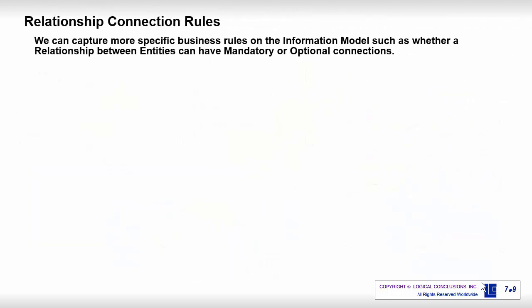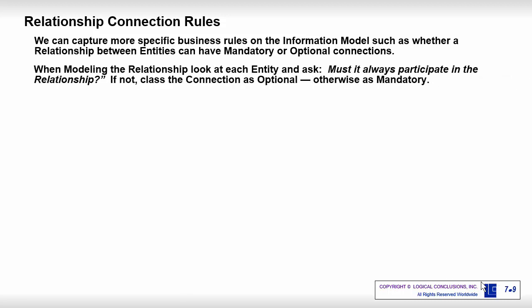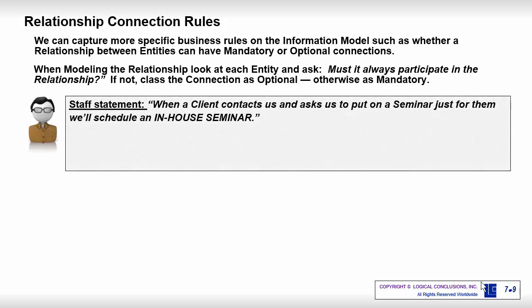Something else we can show on an information model is relationship connection rules. We can capture more specific business rules on the information model such as whether a relationship between entities can have mandatory or optional connections. When modeling the relationship, look at each entity and ask, must it always participate in the relationship? If not, class the connection as optional, otherwise as mandatory.